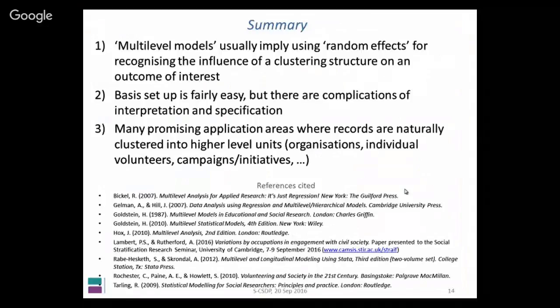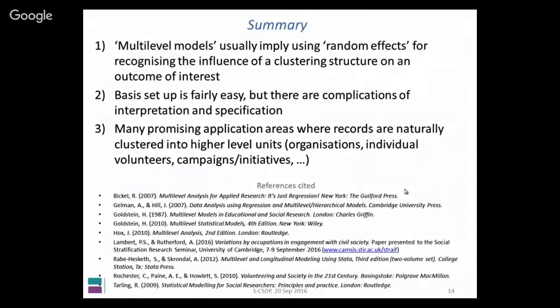Points I'm trying to make in this talk: multi-level models are a type of statistical modeling device that are particularly designed for taking account of clustering structure in data. Quite often clustering structure is genuinely substantively interesting. So in the last example, individuals clustered in occupations, we were really interested in what's going on with occupations. The basic setup of random effects multi-level models is fairly straightforward these days. It's available routinely on software packages, but it does get more complicated quite quickly.